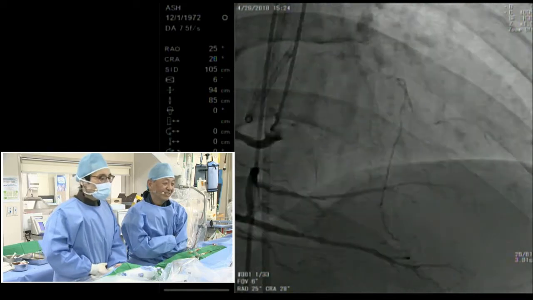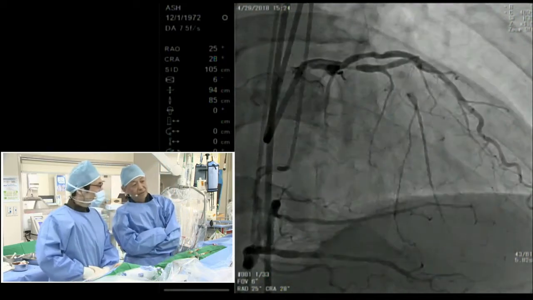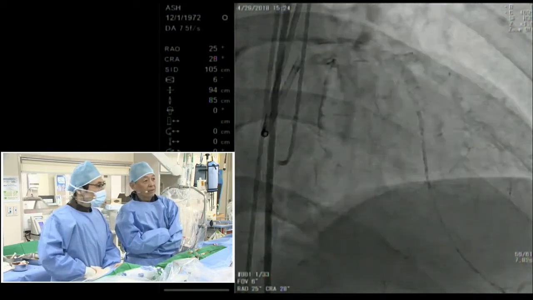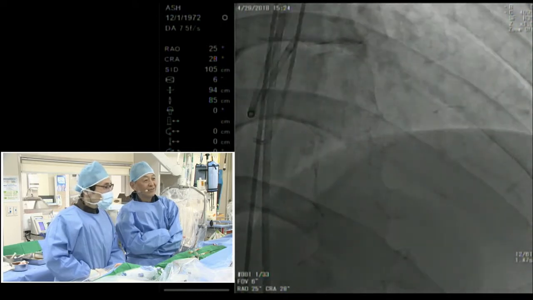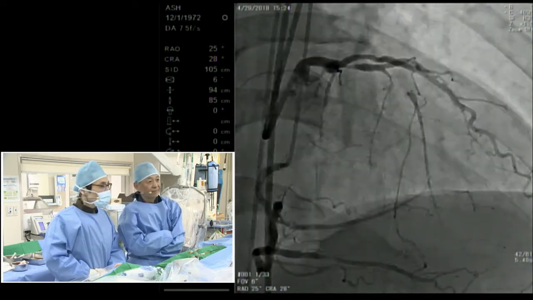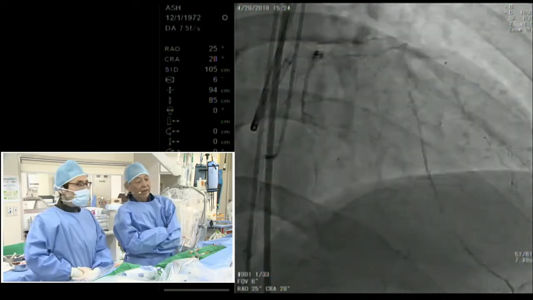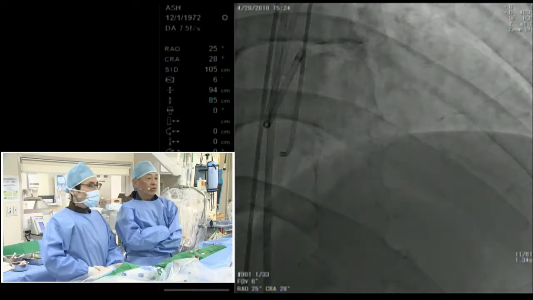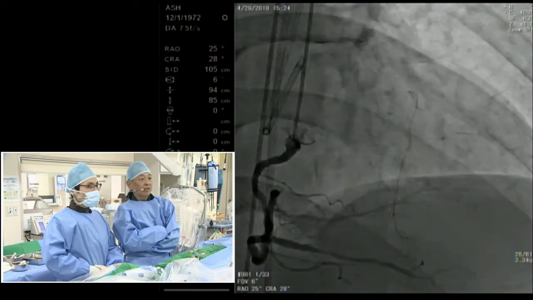How about the EXPLORE trial? The EXPLORE trial showed no benefit of CTO PCI in this kind of STEMI with a CTO. What do you think? And I want to discuss today's strategy.